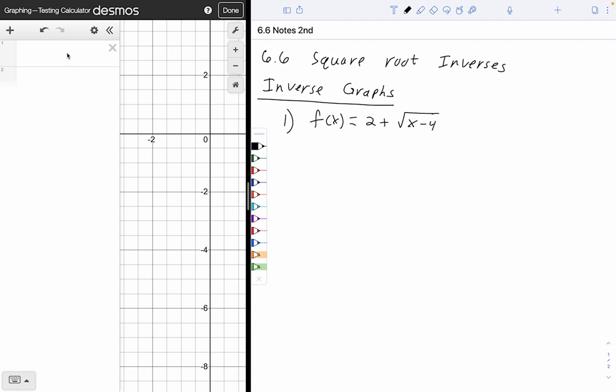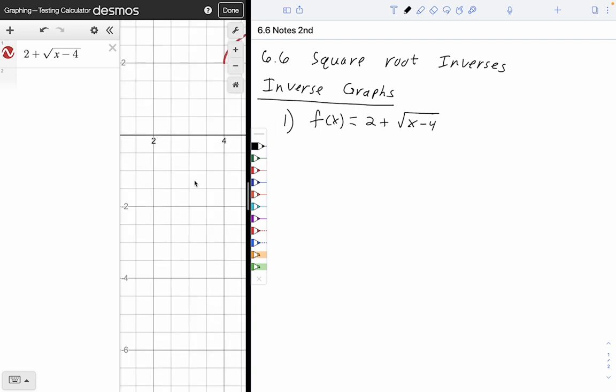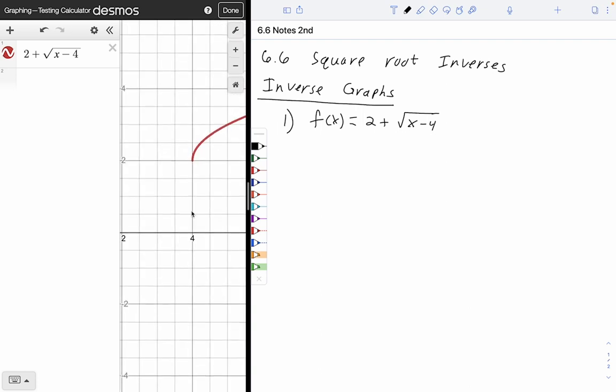First thing we want to do is type it into Desmos. So we're going to type in 2 plus square root x minus 4. Then we're going to convert it to a table and get some good points, okay? So let's type it in. Okay, let me find the graph here. If you find the graph, find the starting point.